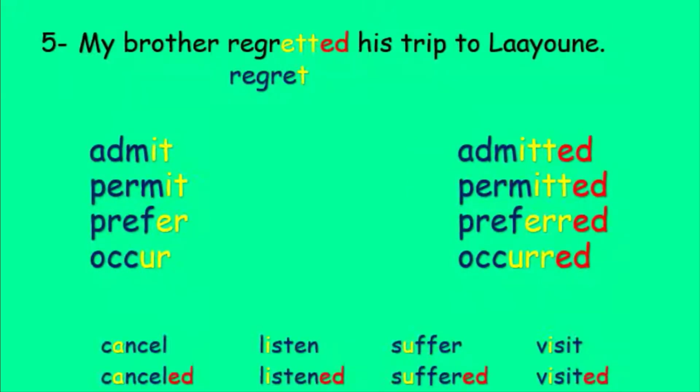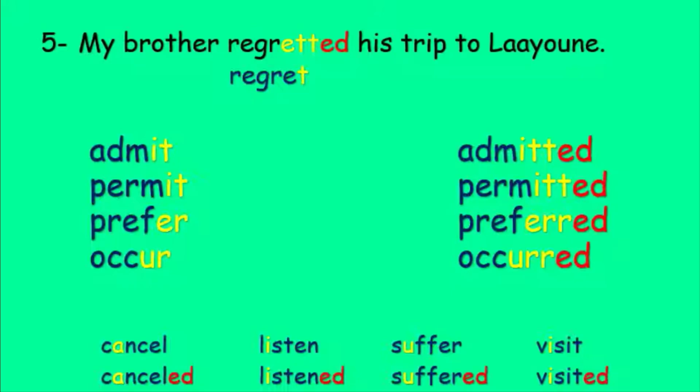Number 5. My brother regretted his trip to Lyon. The verb is regret. So the verb is regretted. We double the last consonant. Why do we double the last consonant? In example number 4, we saw that the verb is one syllable and it has one vowel. That's why we doubled the last consonant. In number 5, the verb is two syllables.